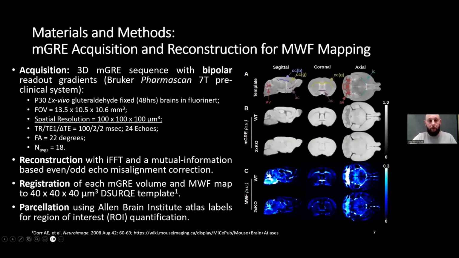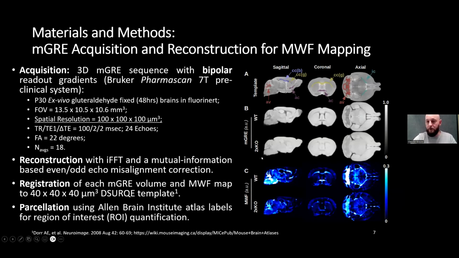So our imaging protocol was performed ex vivo at 7 Tesla. These are our imaging parameters, but the most critical of them are the fact that we did this at 100 micron isotropic resolution with 2 millisecond echo spacing. We corrected for gradient effects and even-odd echo misalignments. And then we registered every single map to an anatomical atlas and parcellated them.